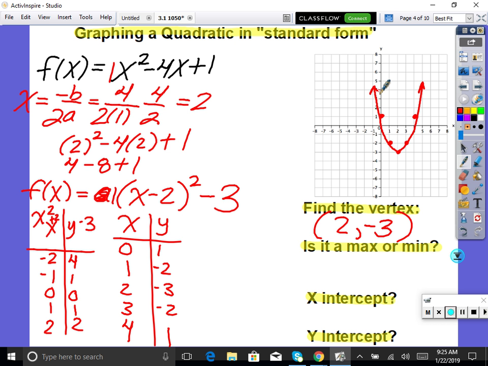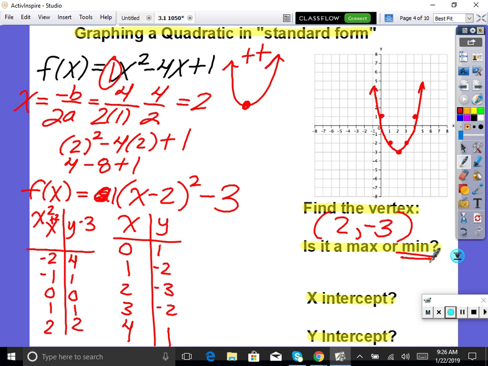Okay, so is this vertex a maximum or minimum value? It's a min, it's a low point. If it's a smiley face, which we can determine from the leading coefficient being positive or negative, since the leading coefficient is positive, it's a smile, therefore it would be a min, a low point. So we'd say it's a min.